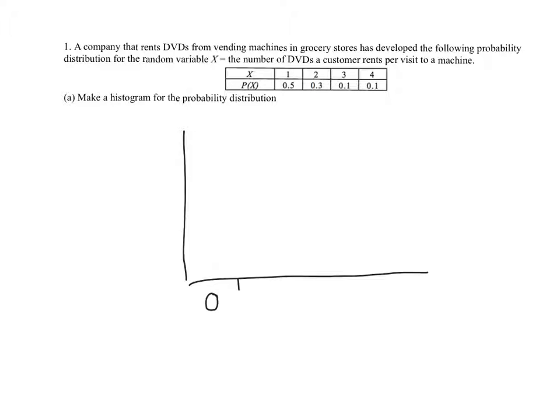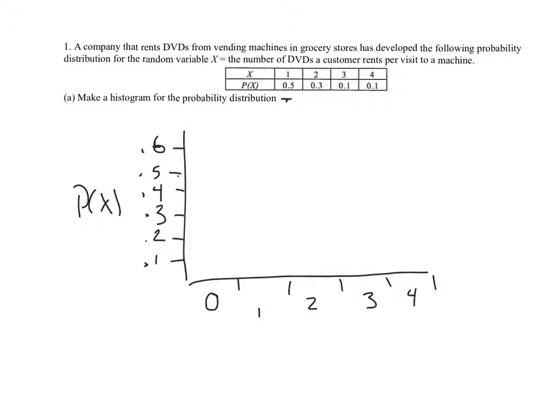I might move those a little bit closer. So those are the values our variable can take, and then on the side we would want probability. And I could go all the way up to 1.0, but I don't need to. I only really need to go as high as my largest value, and that's 0.5. And so on my y-axis, this is really p of x, and on my x-axis is the number of DVDs.